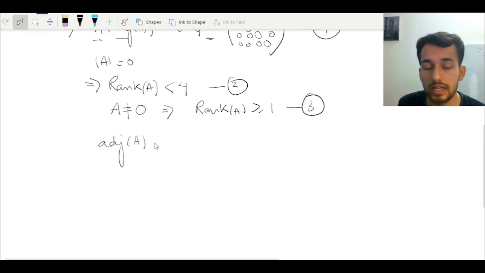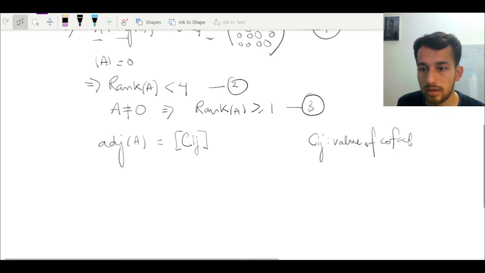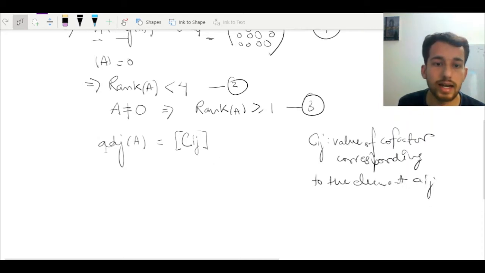So since adjoint of A is a non-zero matrix, if we recall, the definition of adjoint of A is basically the transpose of the cofactor matrix of A. If I denote Cij to be the value of the cofactor corresponding to the element Aij, then adjoint of A is this transpose, where T denotes the transpose of this matrix. This is the matrix of cofactors.